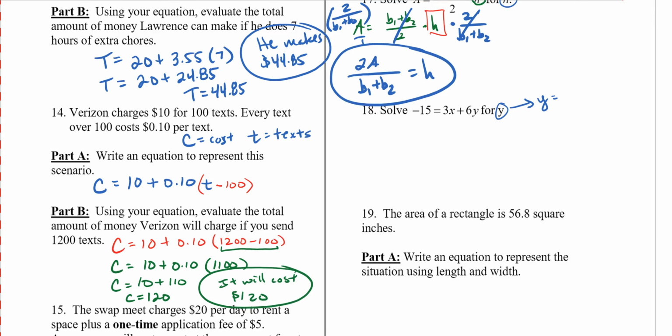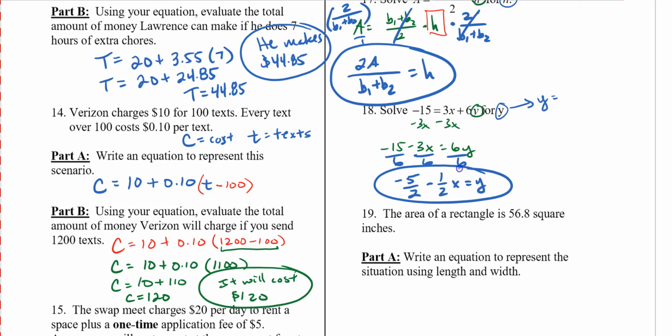18, solve for y. Same idea, here's our y. Get rid of everything else that's not a y, so we're going to subtract the 3x. So we have negative 15 minus 3x is equal to 6y. Divide everything by 6. So we have negative 15 over 6. When we reduce that, we're going to get negative 5 over 2 because we divided everything by 3. And then negative 3 over 6 is negative 1/2 x, and that's equal to y.